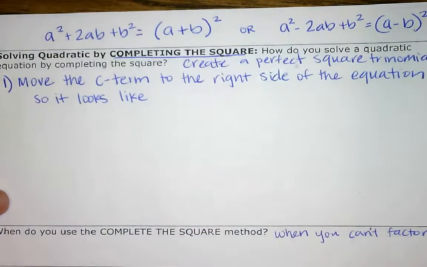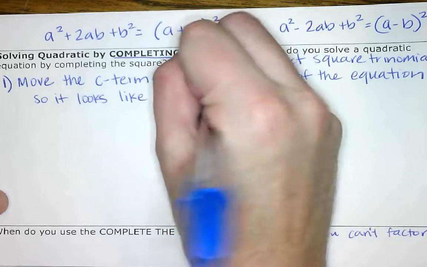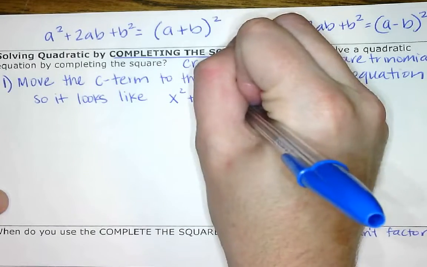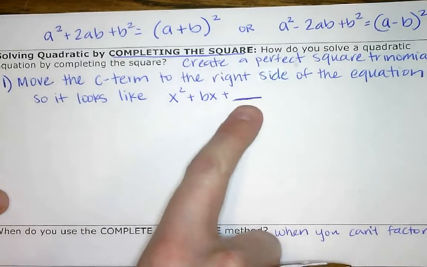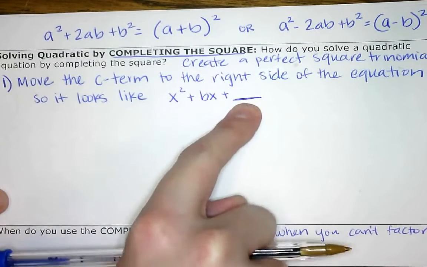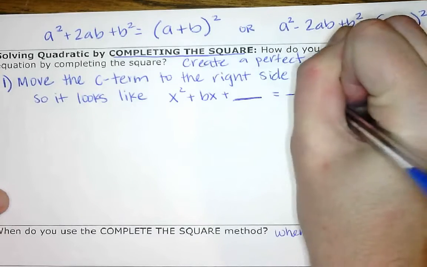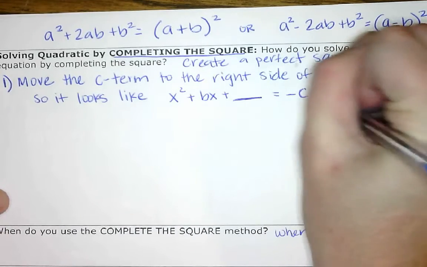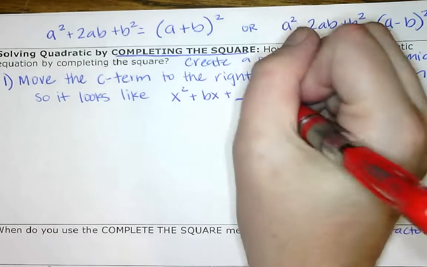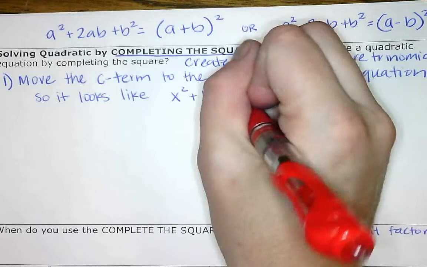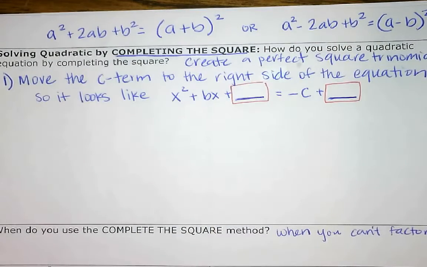And so what we'll have is x squared plus bx plus, then guys, you're going to leave a little blank. You're kind of going to leave a blank spot. I like to write a little line. And it's going to equal my negative c plus, and then you're going to leave a little blank. So what we are going to do is find a magic number to put on both sides of the equation. All right, guys?